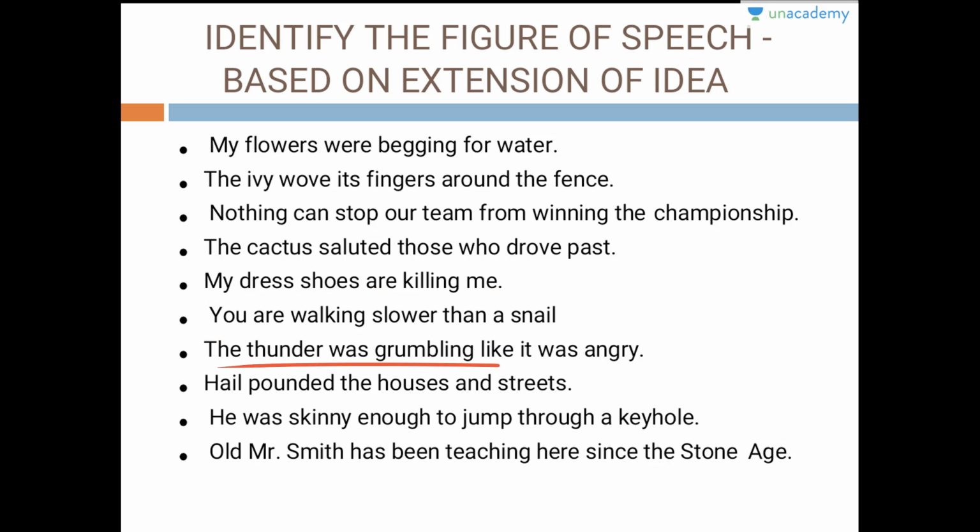The thunder was grumbling like it was angry. Thunder is given the human ability to grumble, and the angriness. You can also relate it to the anger of the thunder, which is again a human feeling. It is again a personification. Hail pounded the houses and streets. So the hail here is given the human capability to pound. It makes it personification.